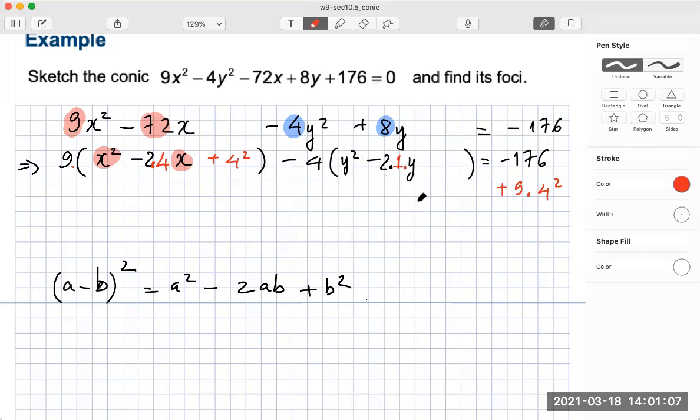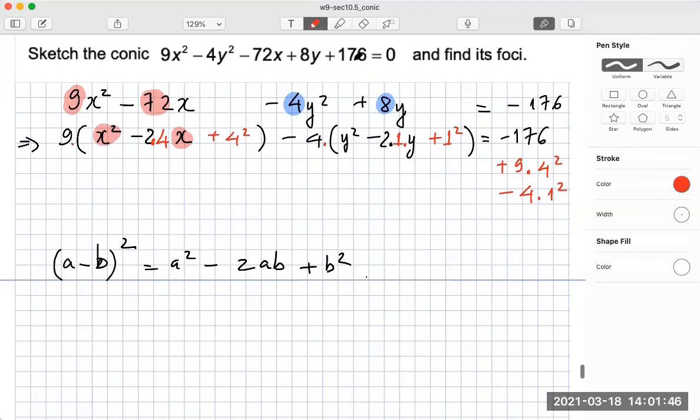And here, which number should we add? 1, or 1 squared, right? Let us write it this way. But remember, in front of that, we add 1 squared times 4, and in front of that is a negative sign. It means that we subtract 4. We subtract 4 on the left-hand side, so we should subtract 4 on the right-hand side as well. Do you agree? Now they're even. So let us write it down in a simpler form.